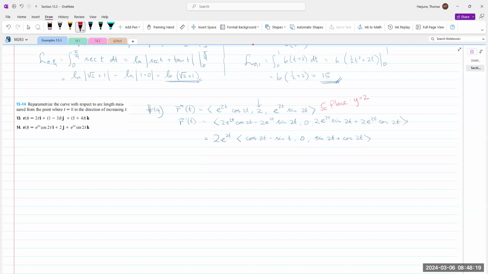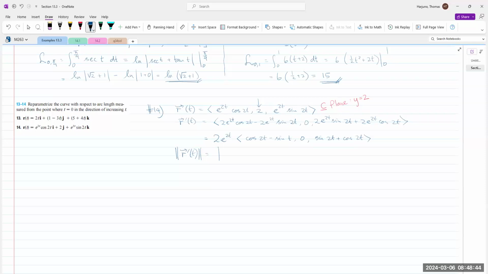Okay. In other words, if you try to visualize that, let's say this is the plane y equals 2, the curve is actually moving on that plane.